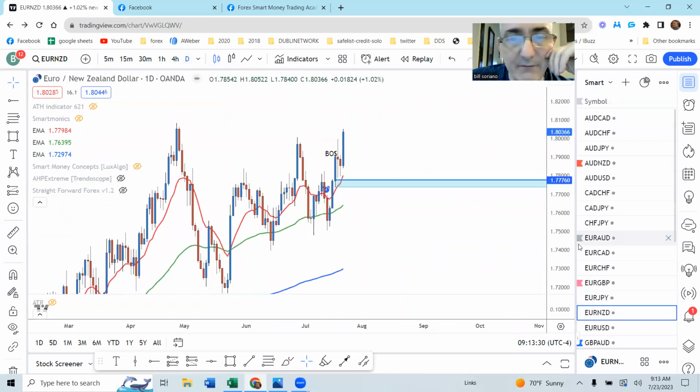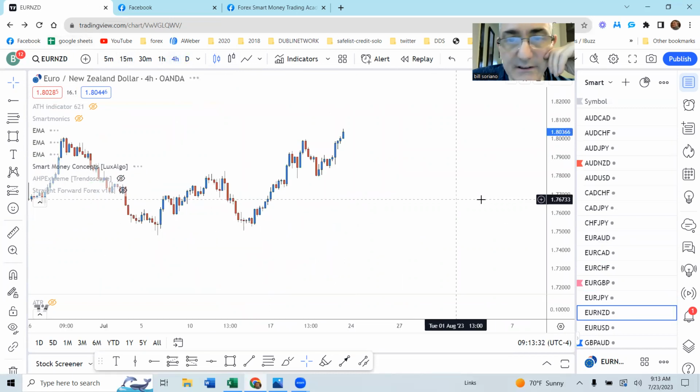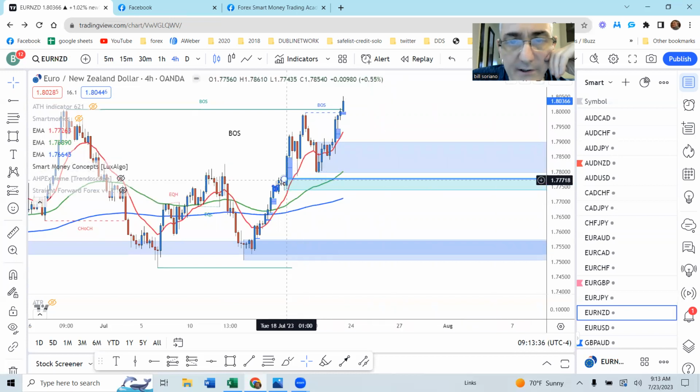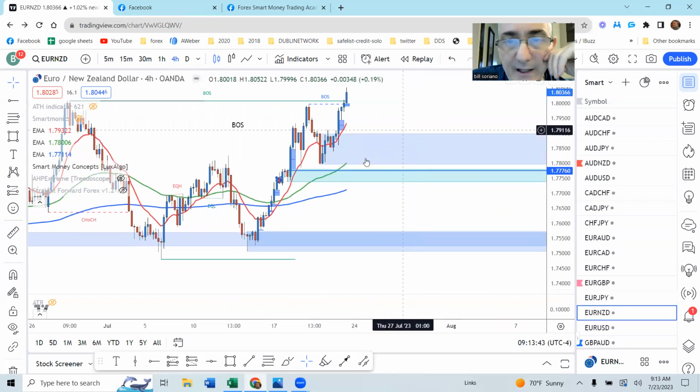KERNZD is very bullish. As you can see, we have this 4-hour area marked up right here, which has not been hit. We did get a break of structure now to the upside. So that allows us to look at a different area here.